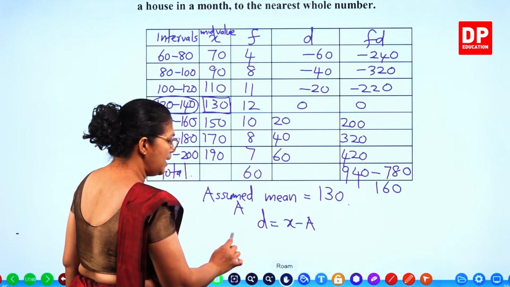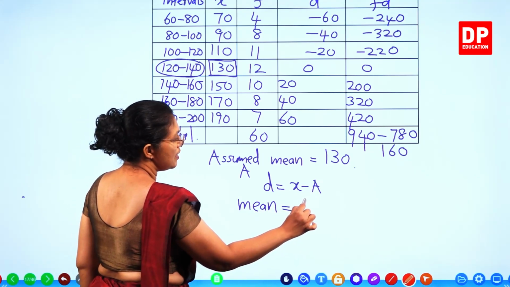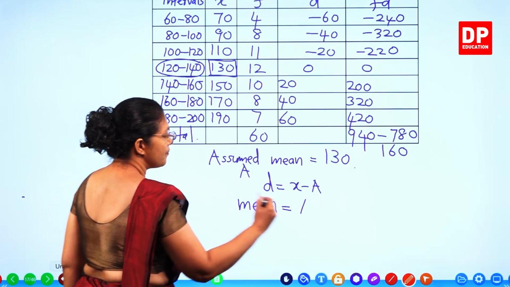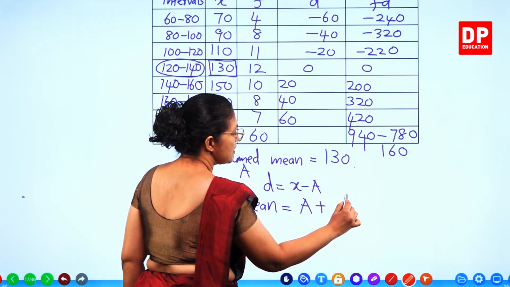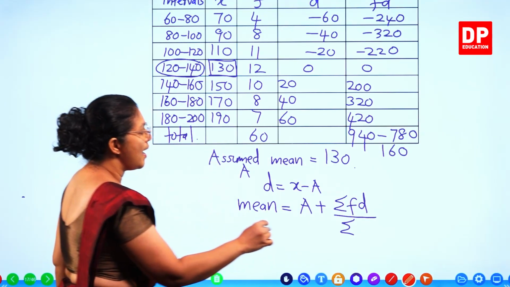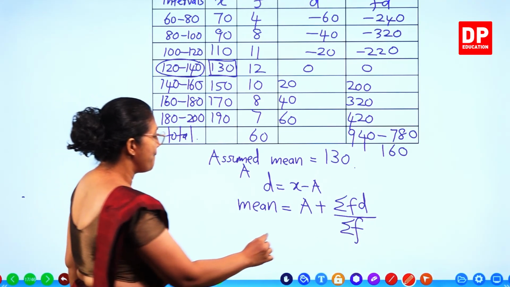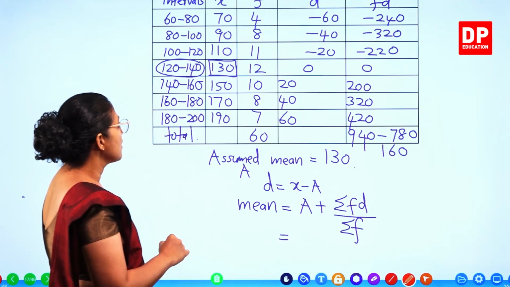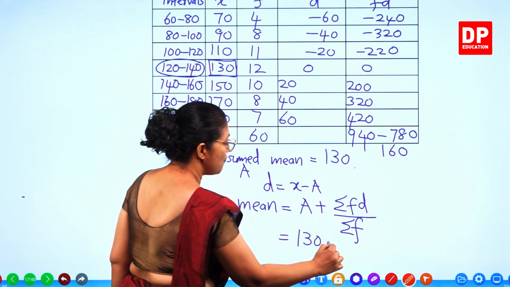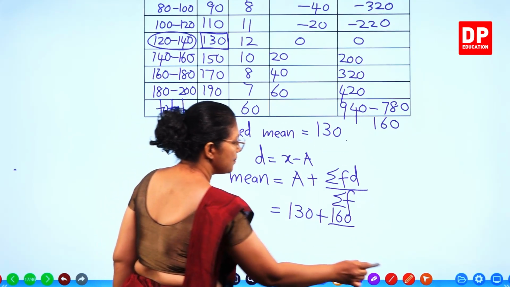So how do you find out the mean? What's the equation to find out the mean? Assumed mean plus sigma fd, the total of the whole fd column, divided by the total frequency, sigma f. So you calculate the mean value. Assumed mean is 130 and sigma fd is 160 and the total frequency is 60.